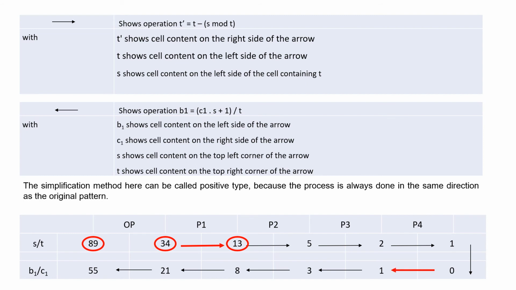Left arrows show operation B1 equals C1 times S plus 1, divided by T, with B1 shows cell content on the left side of the arrow. C1 shows cell content on the right side of the arrow. S shows cell content on the top left corner of the arrow. T shows cell content on the top right corner of the arrow. The simplification method here can be called positive type, because the process is always done in the same direction as the original pattern.